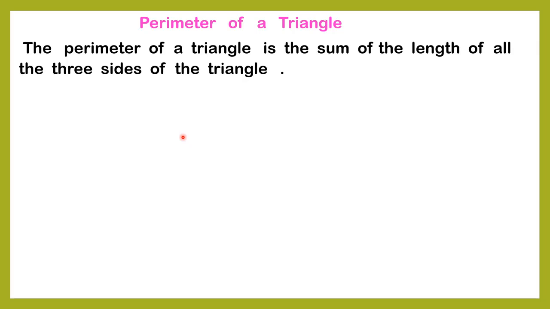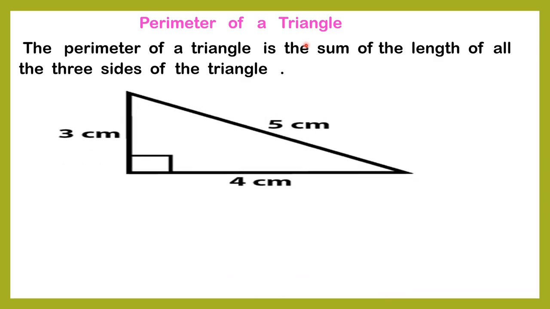Moving on, perimeter of a triangle. Now the definition will be a little different. The perimeter of a triangle is the sum of the length of all the 3 sides. Now if you see, they have said 3 sides. Why? Because a triangle only has 3 sides. Here is a triangle and here are the three different measures of a triangle. Remember children, a triangle can also have all the sides equal. That's an equilateral triangle. But here these are three different sides.